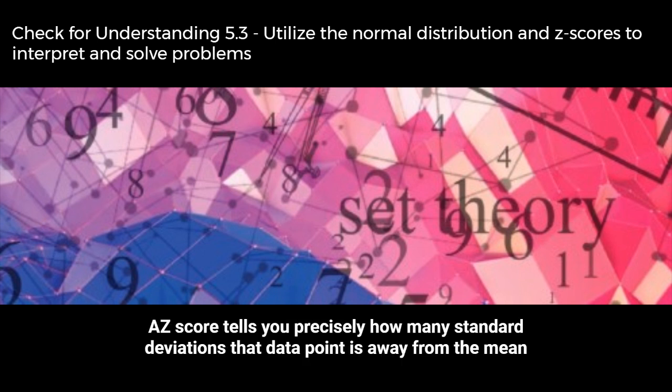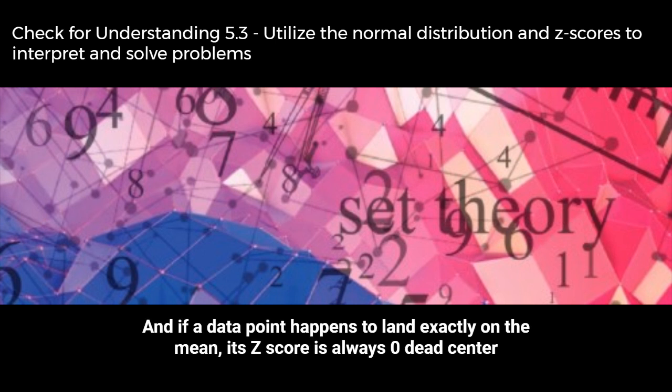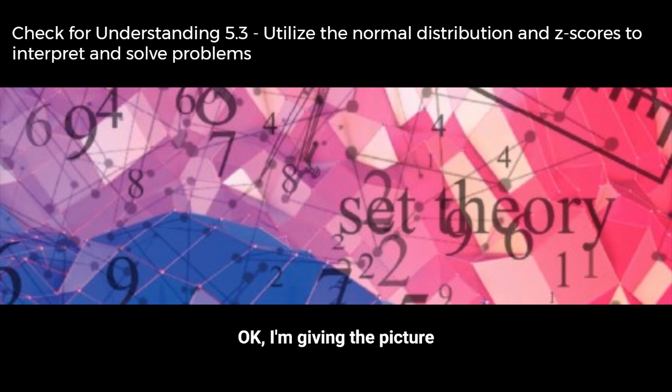A z-score tells you precisely how many standard deviations that data point is away from the mean. And importantly, it tells you if it's above the mean, which gives you a positive z-score, or below the mean, which gives you a negative z-score. So positive z-score, above average; negative z-score, below average. Makes sense. Right. And if a data point happens to land exactly on the mean, its z-score is always 0. Dead center. Okay, I'm getting the picture.